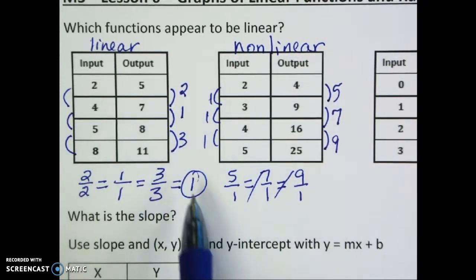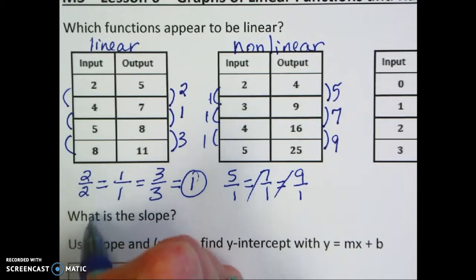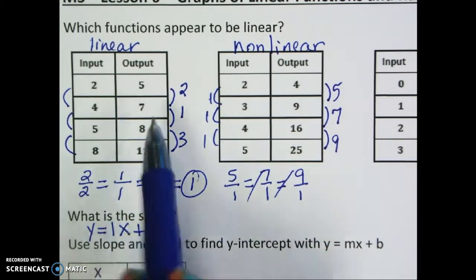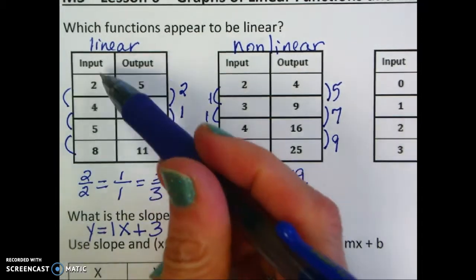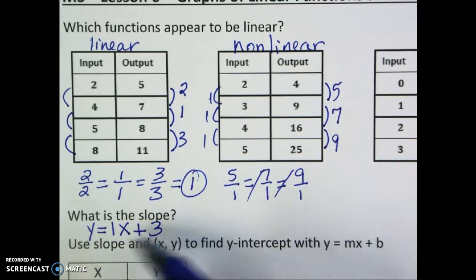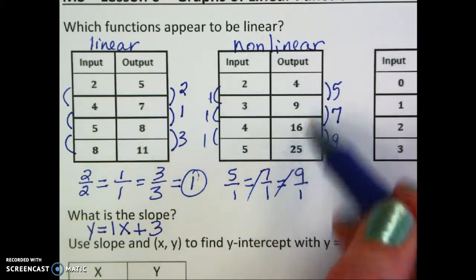Back here, if the slope was 1, that means our equation would be y equals 1x plus, and then we could figure out what our y-intercept was. Well, in this case, it's going to be plus 3. If you take these x numbers and put them in here for x, you're going to have to add 3 to get these y numbers. Like I said, this is nonlinear.